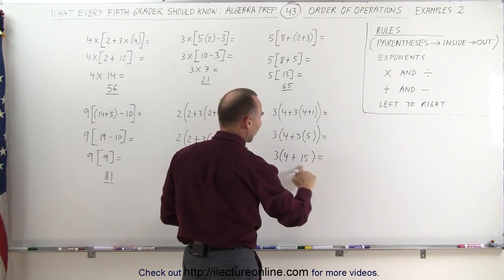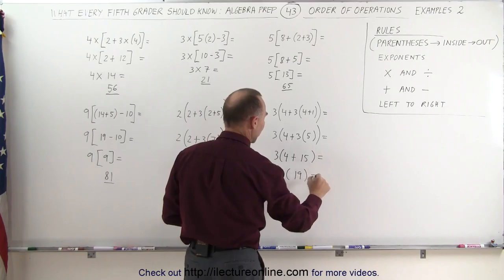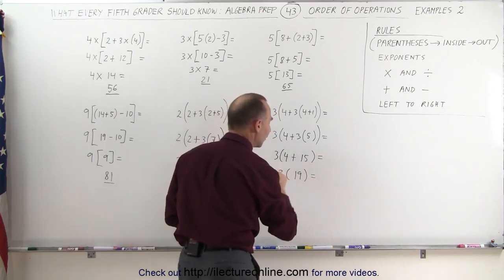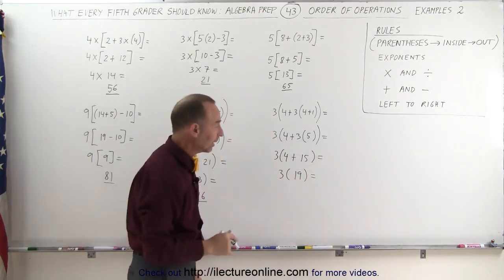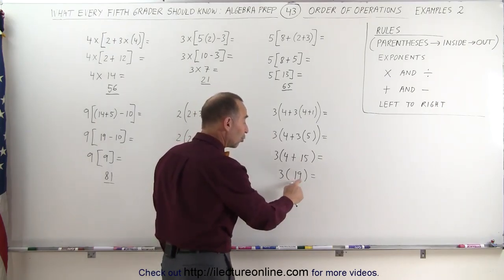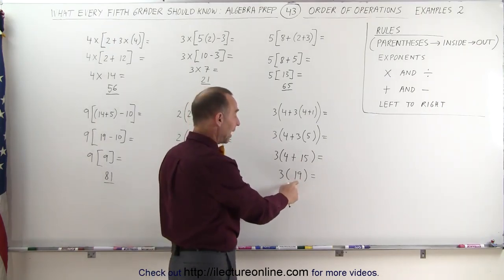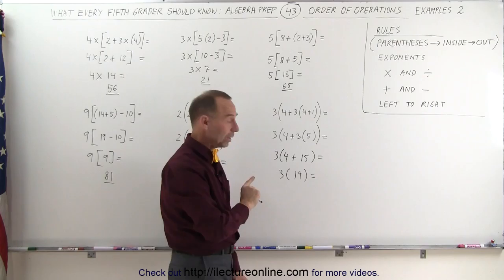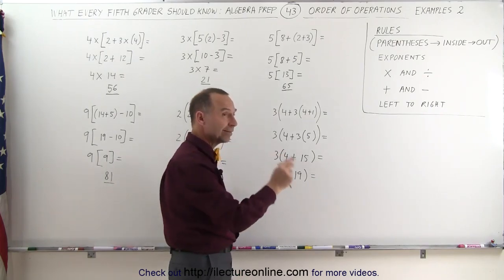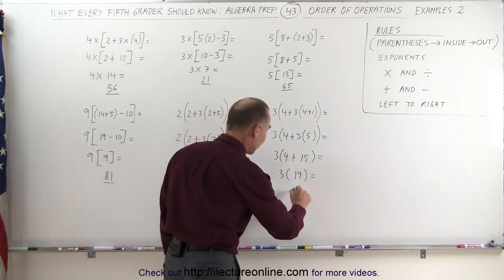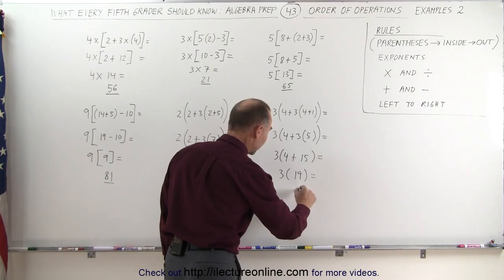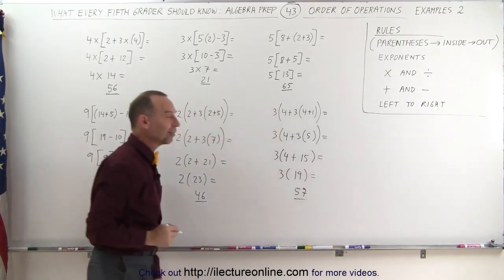Now work out what's inside here. 3 times 4 plus 5 is 19. And finally, 3 times 19 is 57. How did I do that so quickly? Well, I said 3 times 20 is 60. And 19 is 1 less than 20. 3 times 1 is 3. 60 minus 3 is 57. And that's the final answer there.